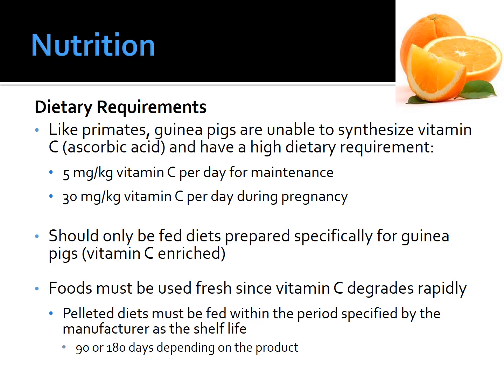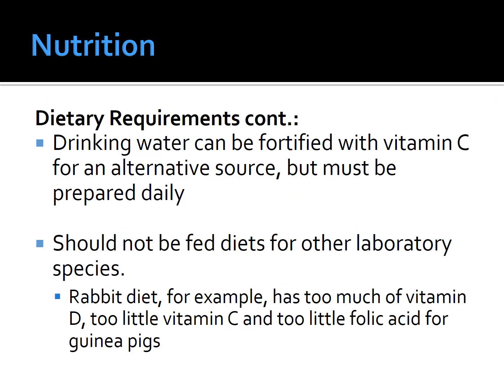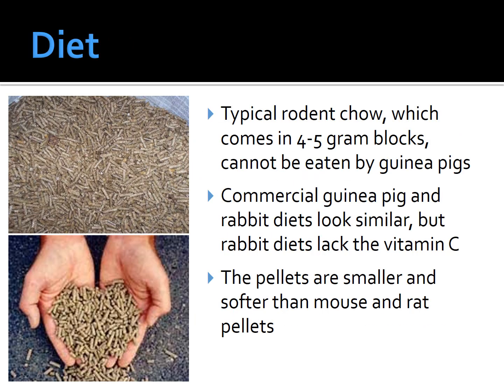And food for guinea pigs has to be used quickly because that vitamin C breaks down pretty fast. The pelleted diets need to be fed within a window of time specified on the package by the manufacturer. Often that is a 90 to 180 day window depending on the product. You can fortify their drinking water with vitamin C, but it has to be prepared daily because it breaks down. And again, do not feed food intended for other species because it will not have the right vitamin requirement. This is what that looks like.